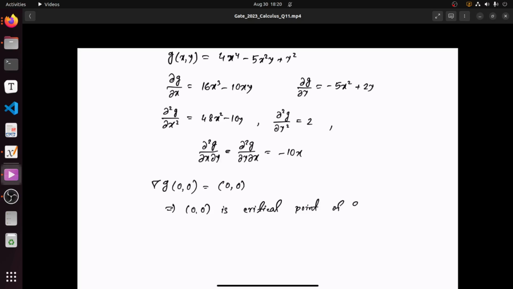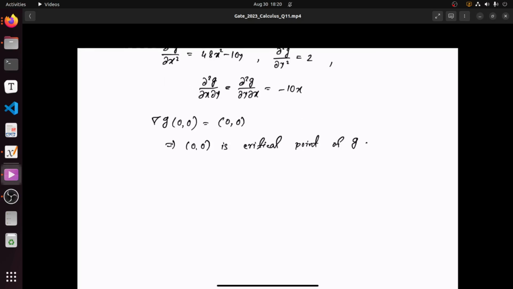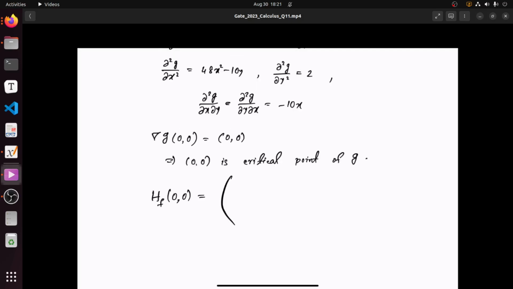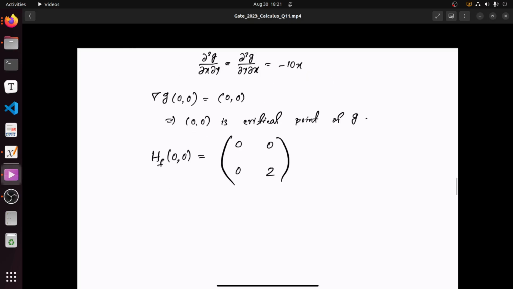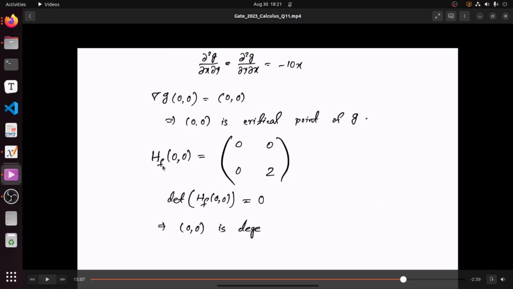Of g. Now we have to check whether it is non-degenerate or degenerate. So let's find the Hessian matrix at (0,0). So what will it be? It will be del 2g by del x squared at the point (0,0), so it will be 0, and minus 10x at (0,0) is 0, and 2. So this is the Hessian matrix at (0,0). Then what will be the determinant? So this is again 0, which implies (0,0) is a degenerate critical point. Sorry, here f will be g, that I forgot. So it will be the Hessian of g at (0,0).